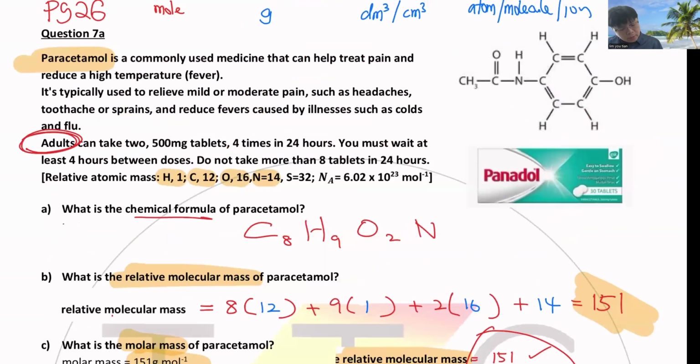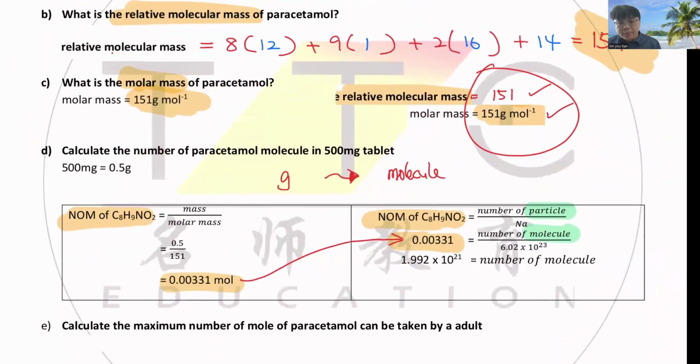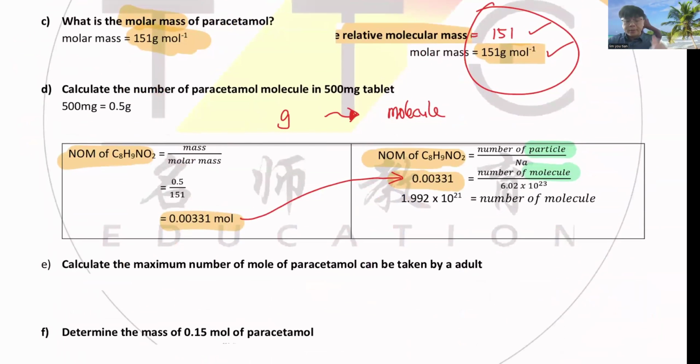Then in this question, they will mention that an adult can only take 2 tablets, 4 times in 24 hours. So 2 tablets and 4 times means in one day maximum you can only take 8 tablets. So I will take the number of mole times 8, because you can only take 8 tablets. You cannot take more than 8, because if you take more than 8 your kidney and liver will fail.